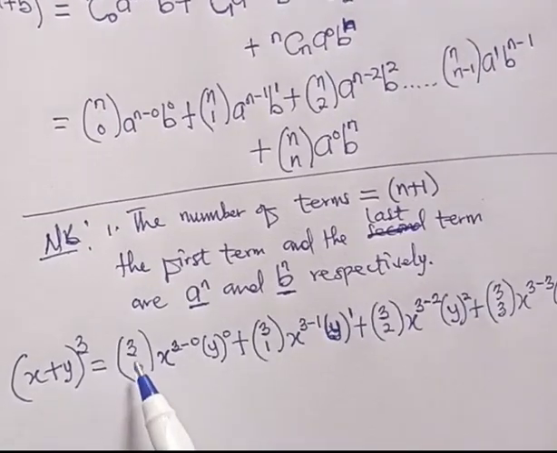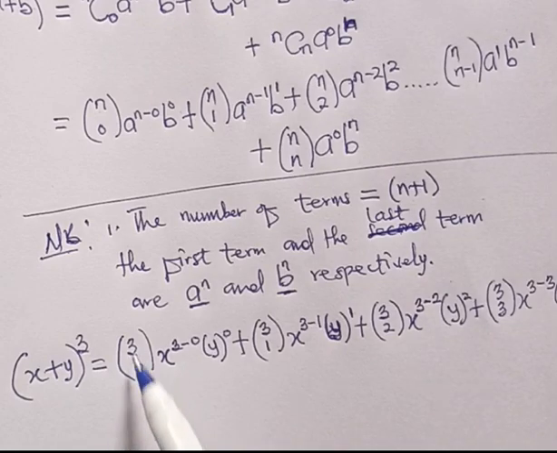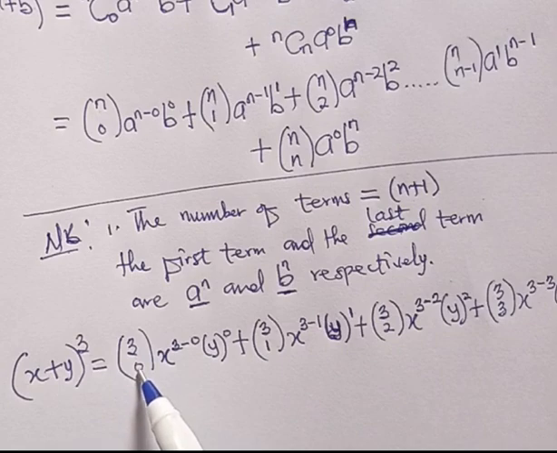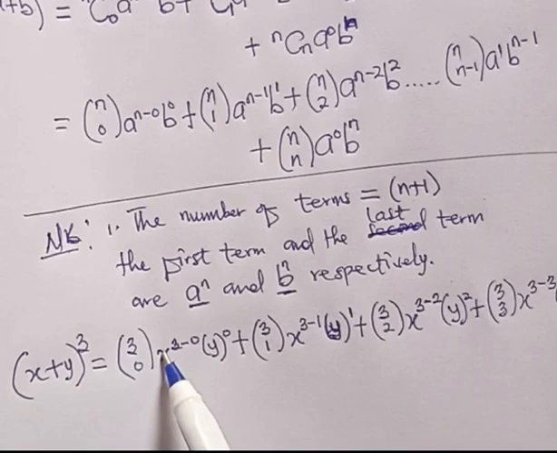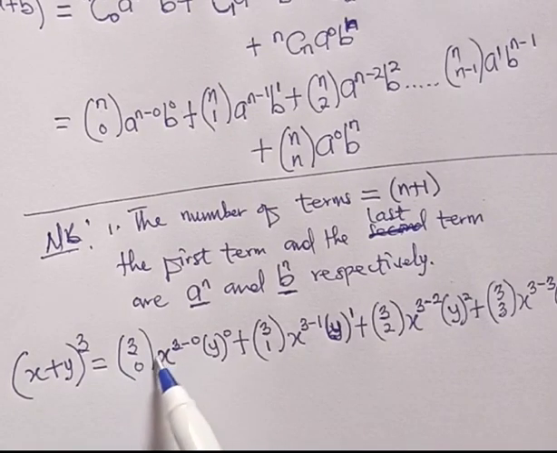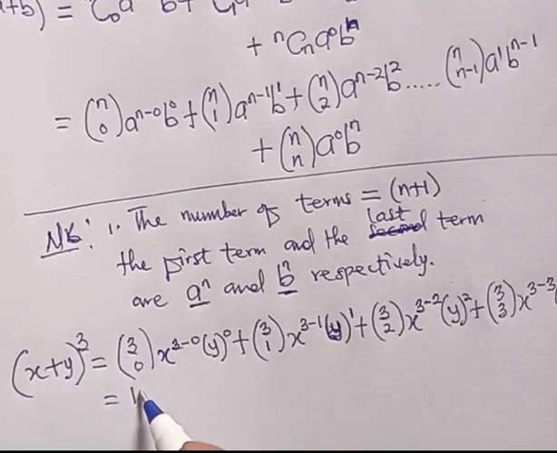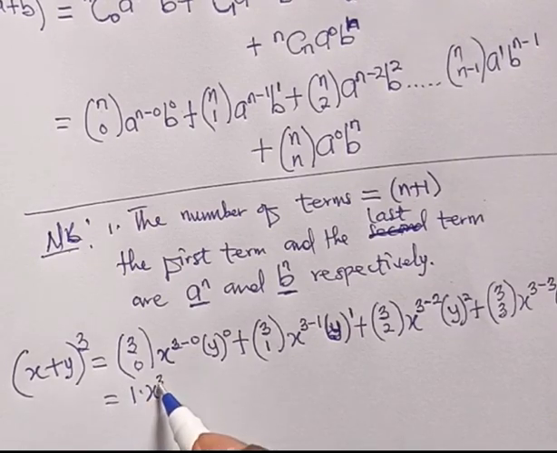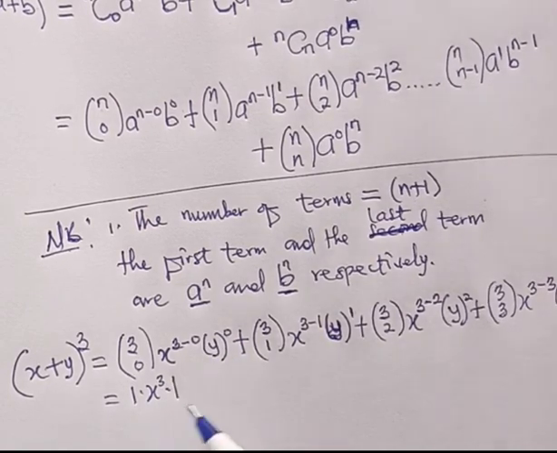So let's quickly do that. If you use your calculator, 3 combination 0 will give you 1. So 1 times x, and 3 minus 0 is still 3, so exponent 3. Have you gotten that? So this one becomes 1 times x cube, and then y exponent 0 will give you 1.